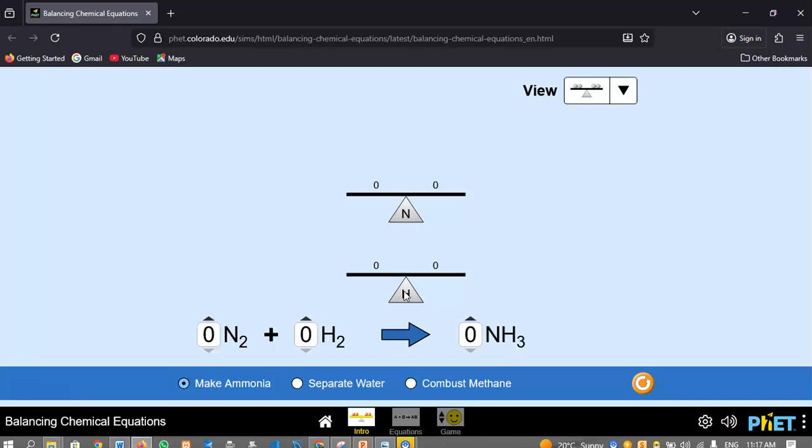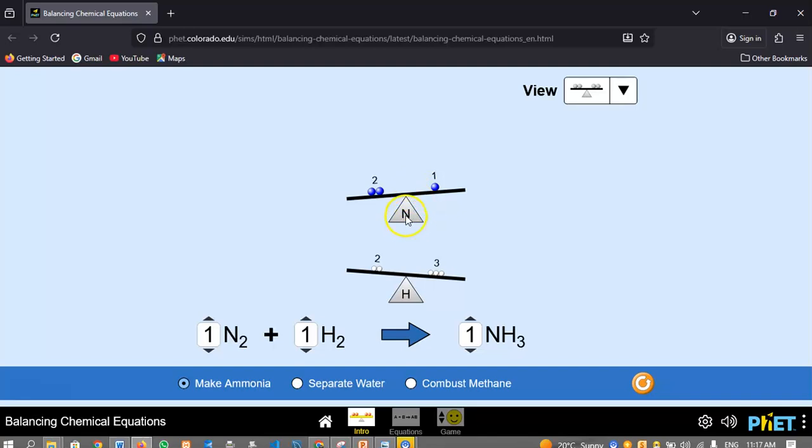The first step to balance the equation: there is no equation which has coefficient 0, because anything multiplied by 0, you get 0. So we have to first increase the coefficient to 1 for all. After increasing the coefficient to 1 for all, then we look at our beam balance to see which one was not balanced. I'm saying that all atoms are not balanced.